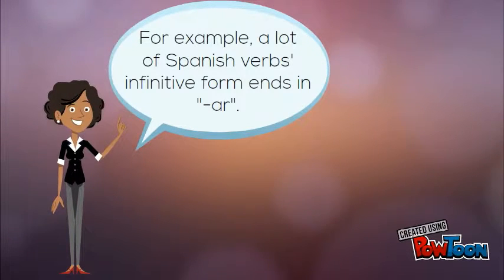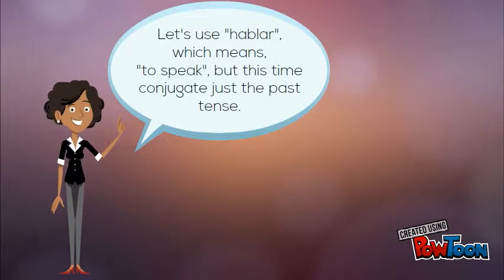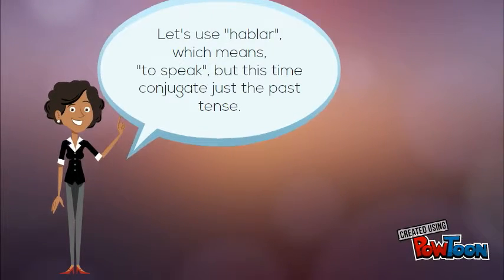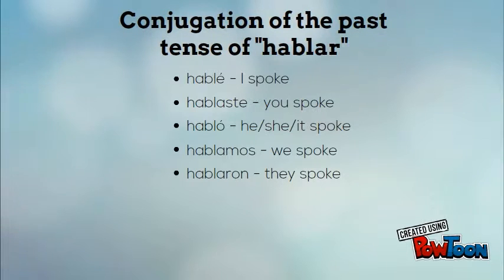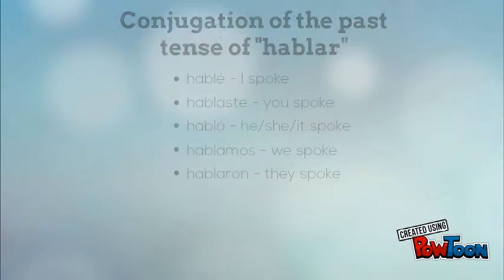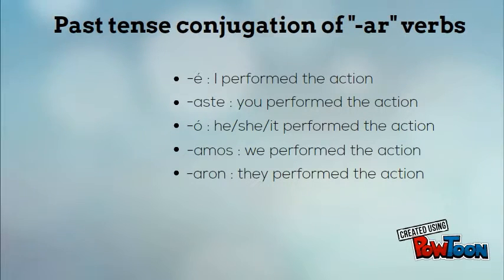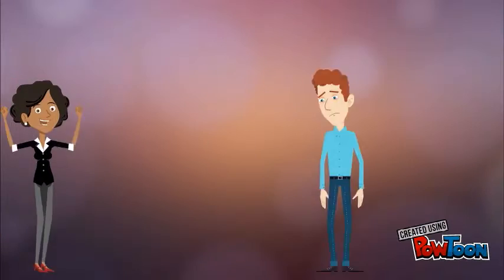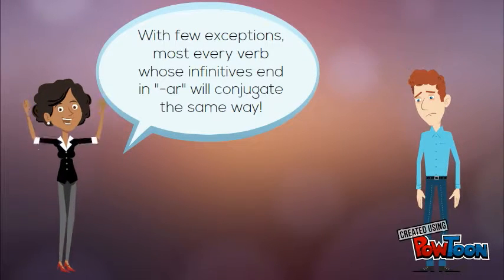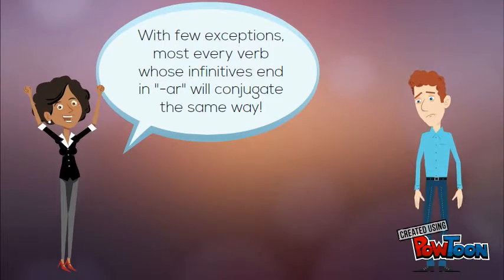For example, a lot of Spanish infinitives end in ar. Let's use hablar, which means to speak, but this time conjugate just the past tense. So, é means I perform the action, aste, you perform the action, ó, he, she, it performs the action, amos, we perform the action, and aron, they perform the action. With few exceptions, most every verb whose infinitive ends in ar will conjugate the same way.